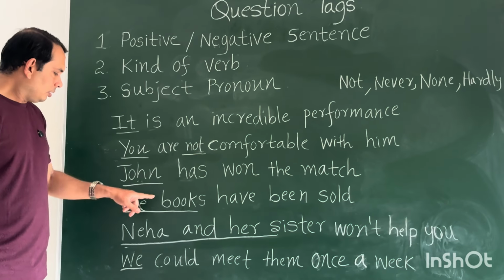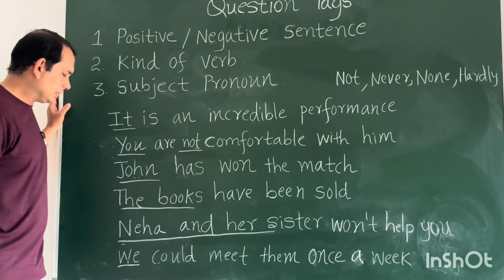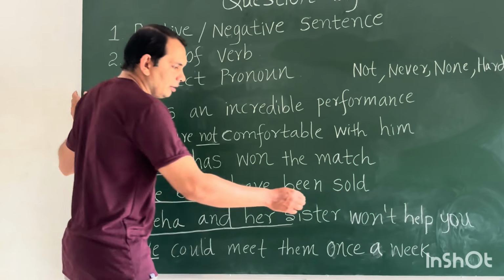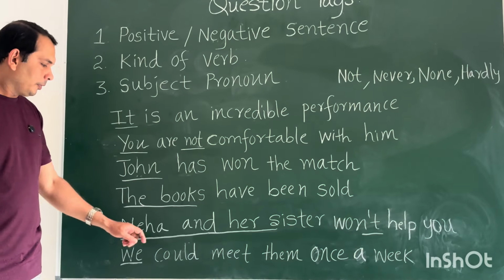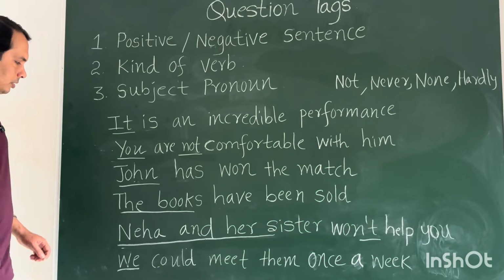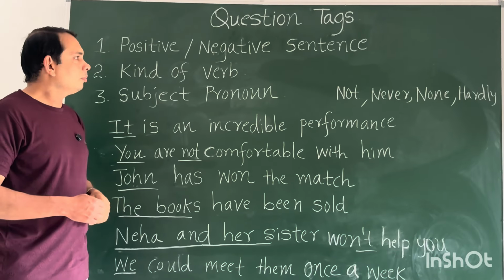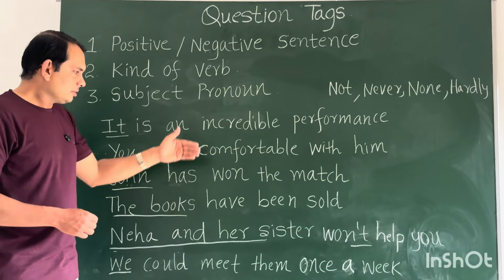Let's look at this one. The books have been sold. This is a positive sentence. Neha and her sister won't help you. This is a negative sentence. The last sentence here, we could meet them once a week. This is a positive sentence. Using these key points, let's try to add question tags to these sentences.